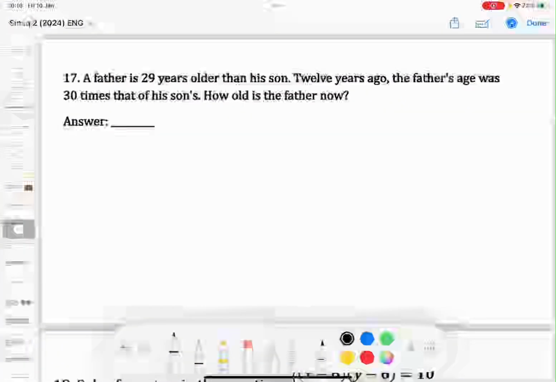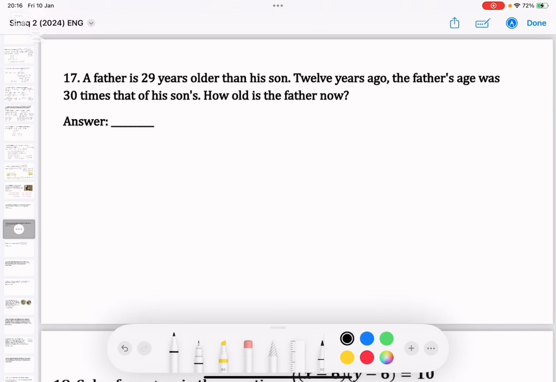Question number 17. A father is 29 years older than his son. 12 years ago, the father's age was 30 times that of his son's. How old is the father now?